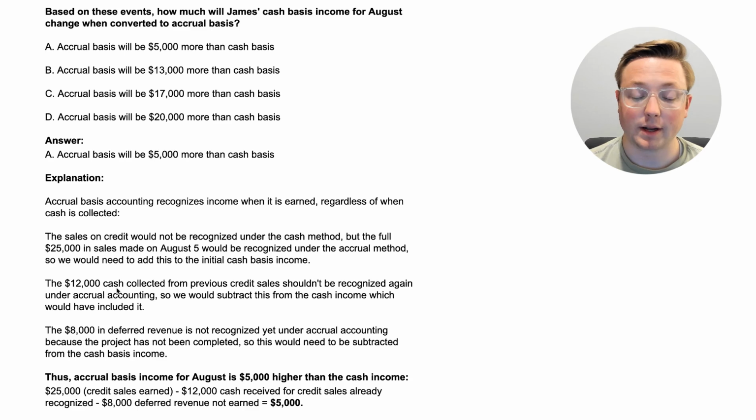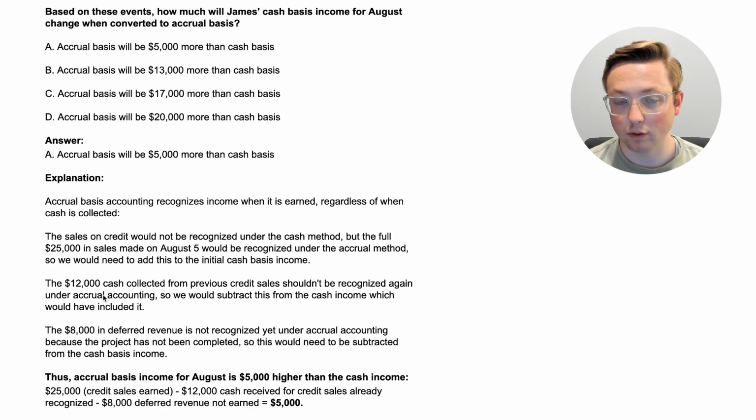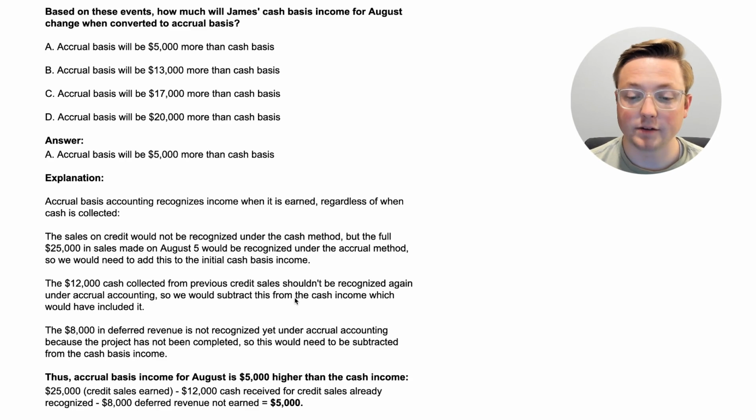The $12,000 cash collected from previous credit sales shouldn't be recognized again under accrual accounting, so we should subtract this from the cash income, which would have included it. So cash income is now at $12,000, but the accrual income already accounted for that $12,000 previously, so we have to subtract it to get to the correct accrual amount. And the $8,000 in deferred revenue is not recognized yet under accrual accounting because the project has not been completed, so this would need to be subtracted from the cash basis income.